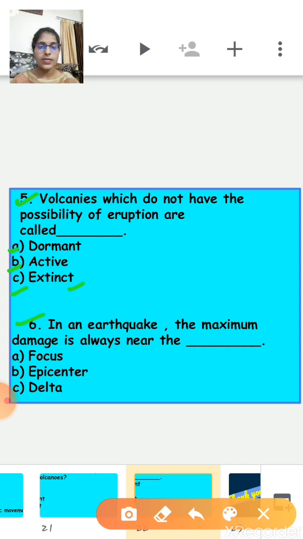Now the sixth one is, in an earthquake the maximum damage is always near the dash. Options are focus, epicenter and delta, right? So the maximum damage is always near the epicenter. Basically, the focus is the point where the earthquake originates inside the earth, and the epicenter is the point on the earth's surface just above the focus. Is it clear? Okay.